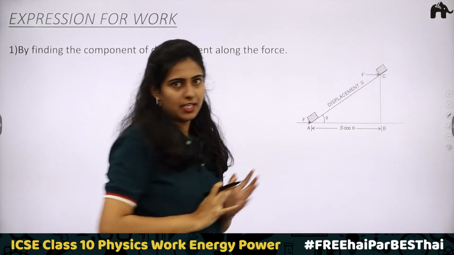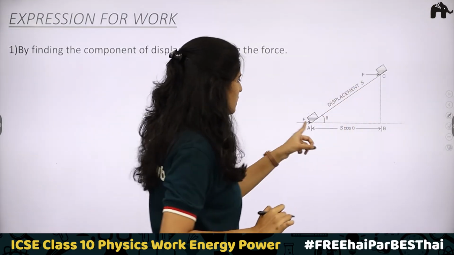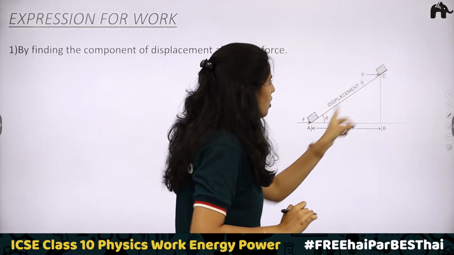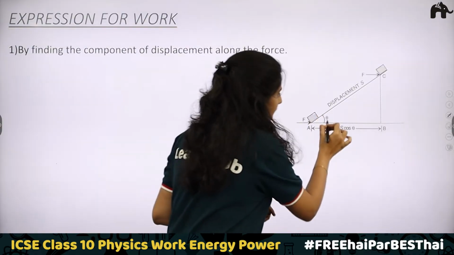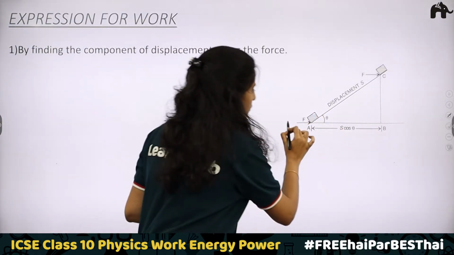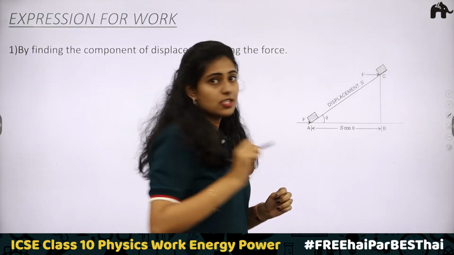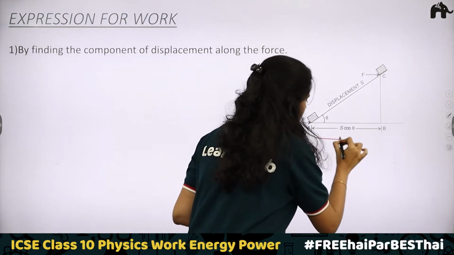We have an inclined plane. A box is to be moved from here to here, that is from point A to point C along an inclined plane. The plane is inclined with an angle theta. Clear? Now, you see the force applied. This is how the force is being applied. This is the direction of force. So, displacement should also be in the same direction.